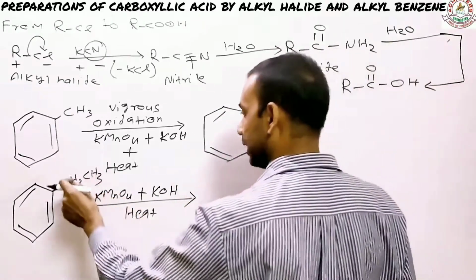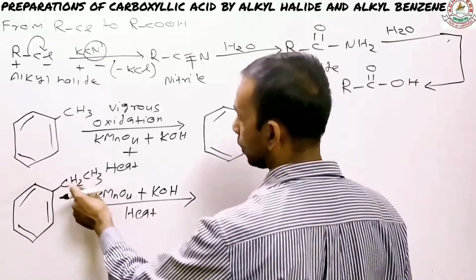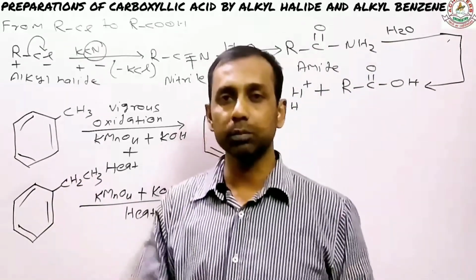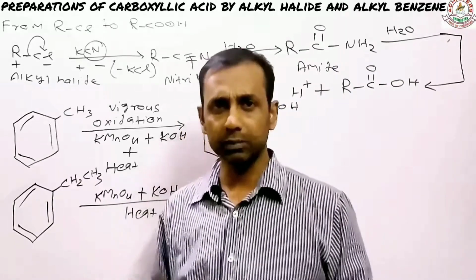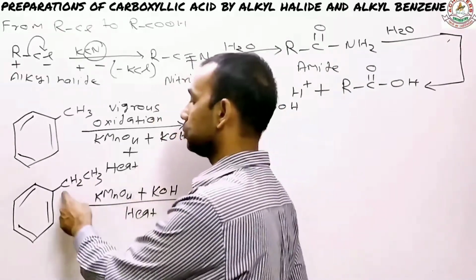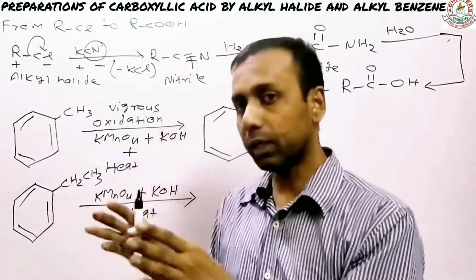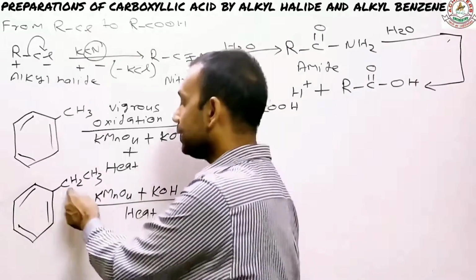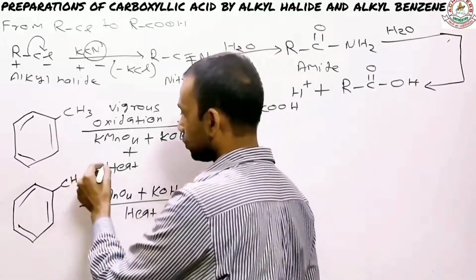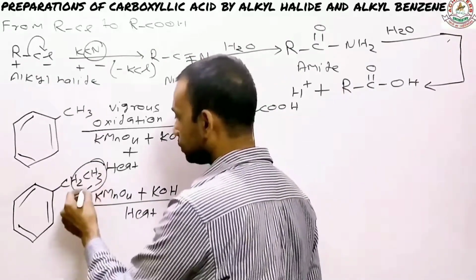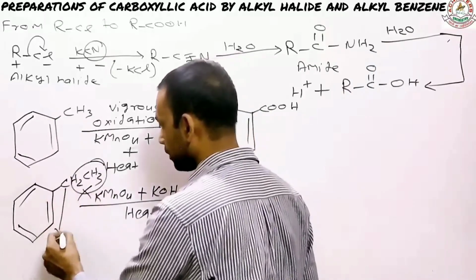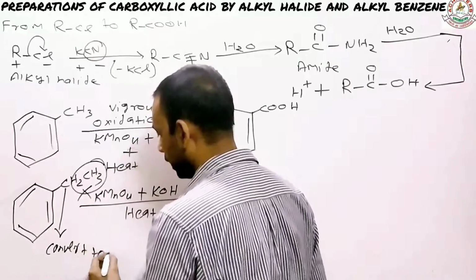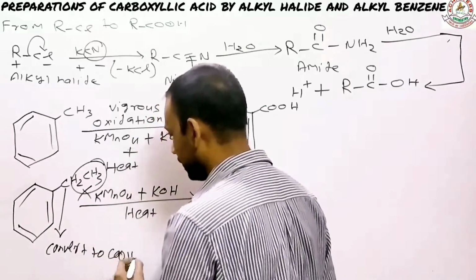So this entire chain, irrespective of the length of the chain, doesn't matter if there are 2 carbon or 3 carbon or 4 carbon, 5 carbon, if there is hydrogen on the carbon which is exactly attached to the benzene, then only this carbon is going to convert. It doesn't matter what happens to the rest. This will convert to carboxylic, COOH. You have to remember that.